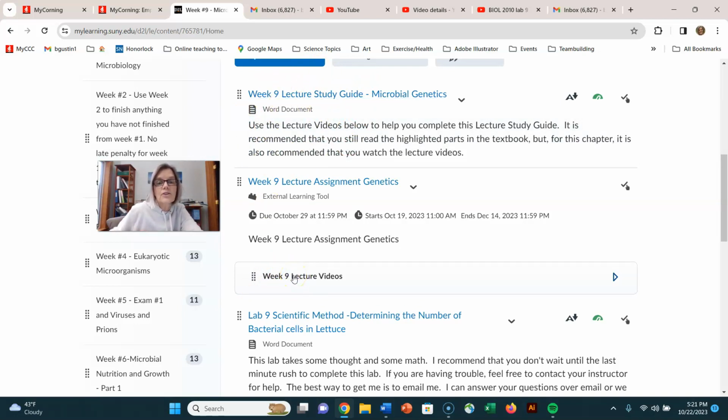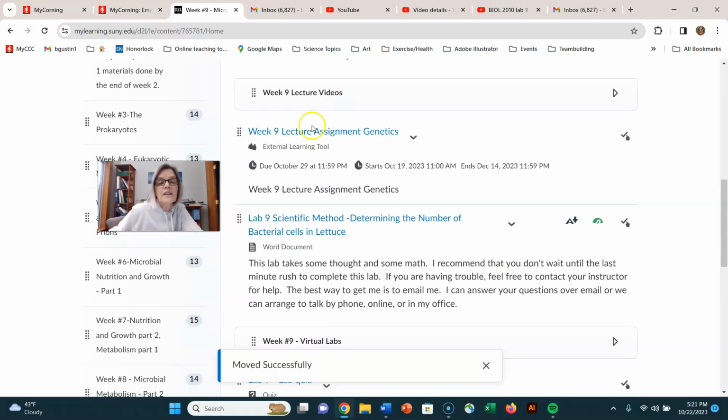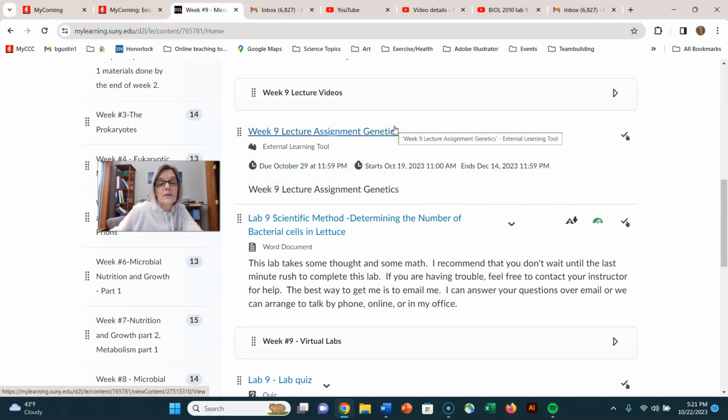You can go back and look over the highlighted parts in your book, and then you can do the lecture assignment. In fact, I'll move this up here, right there. Then you can do the lecture assignment. The lecture assignments are just like the ones that we've done in the past with the adaptive learning. So good luck with that.